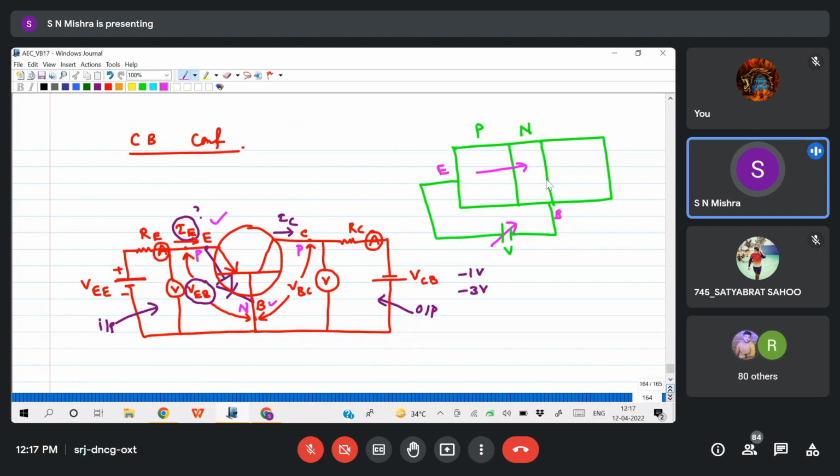Now when I increase VCB, this is your collector, this is your base. So the collector is negative, this is positive. So when I increase VCB, that means I am giving more negative potential to the collector side, and that will attract more force towards the collector side due to the negative potential. So the IE current will increase. Or another way you can understand it.